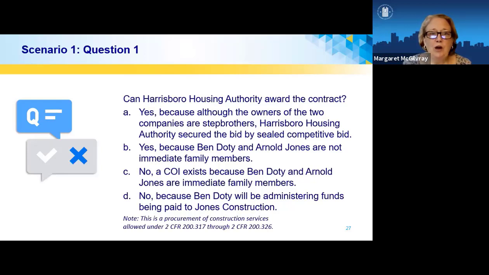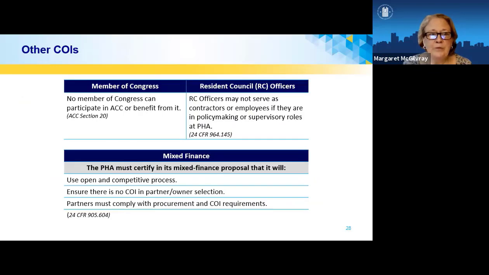to a little bit more about conflicts of interest. So that prior discussion was around procurement conflict of interest. However, there are a few others that apply. This one doesn't affect that many of you out there, but no member of Congress can participate in the annual contributions contract or benefit from anything. So basically, they can't have any role with the housing authority.